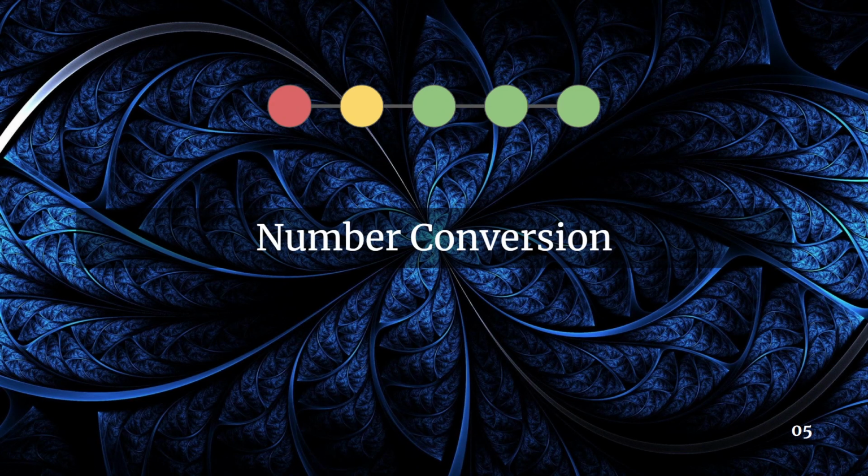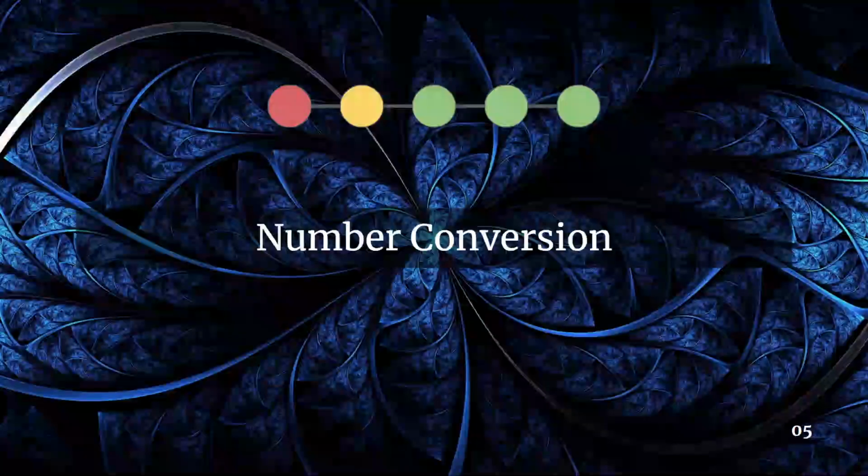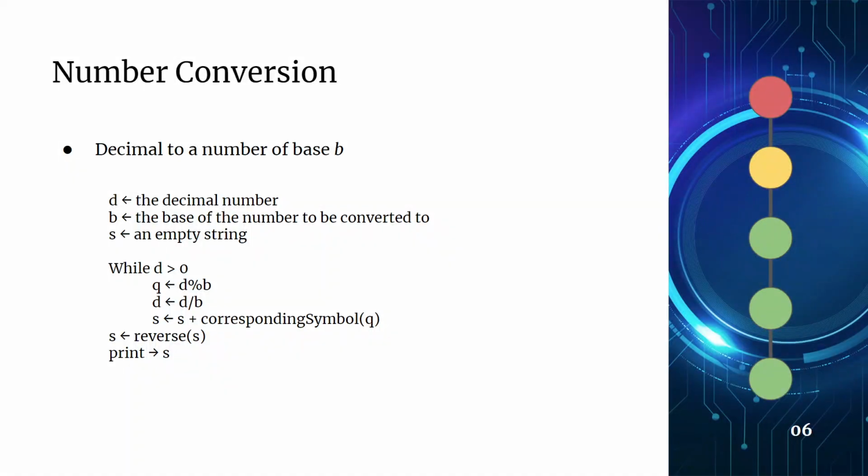So that is all for number systems. What we really want to talk about today is number conversion, and how we can convert numbers given in, say, decimal or a fixed system into another. So let us start by understanding how to convert a decimal number to a number of base b.